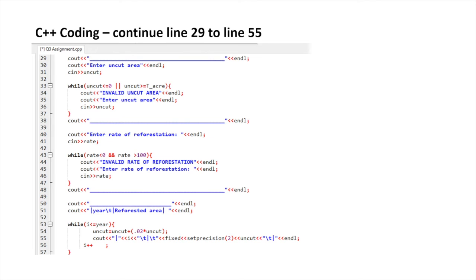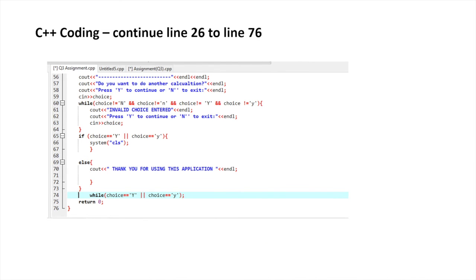While counter I is less than year, it will calculate the reforested area for the first year. So it will continue until I is equal to year, or greater than year.